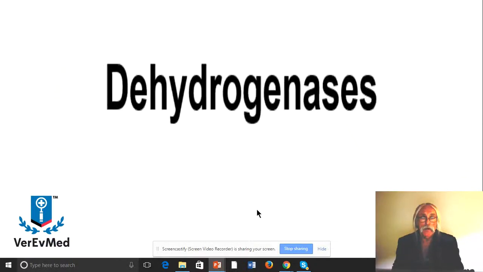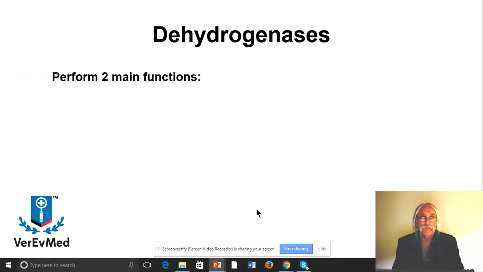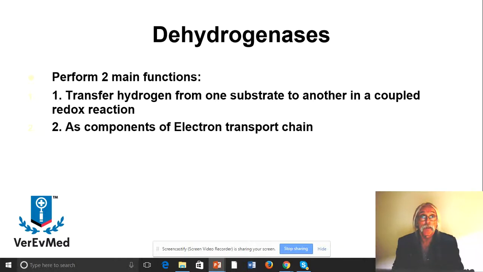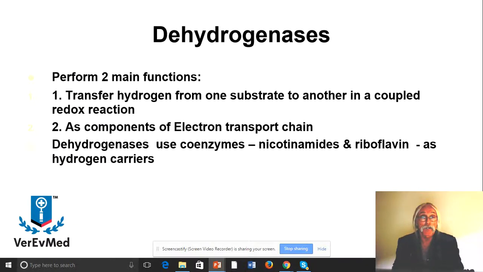All right, here are dehydrogenases. 2 main functions. They transfer hydrogen from one substrate to another in a coupled redox reaction, and they are the big players in the electron transport chain. Dehydrogenases use coenzymes. Here we're talking about the nicotinamides and flavins. Of course, as we've been mentioning, those are going to be hydrogen carriers, right?